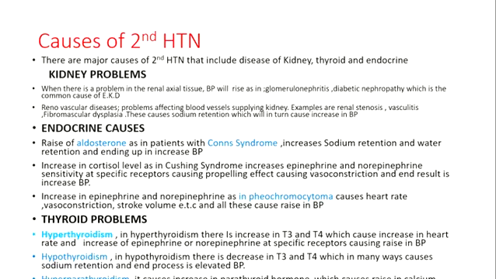Take for example, when there is a problem in renal parenchymal tissue. Renal parenchymal tissue majorly means the glomeruli of the kidney. So when there is a problem in the glomeruli, like for example glomerulonephritis, or diabetic nephropathy, which is the common cause of ESKD, it means there is no proper filtration of electrolytes, and by electrolytes we mean sodium majorly.